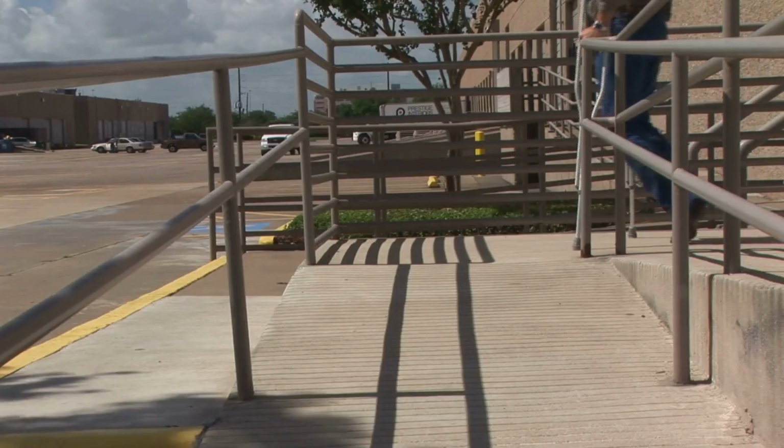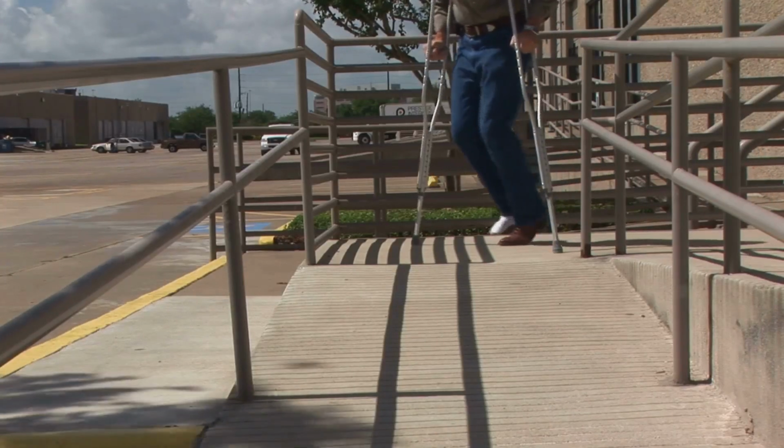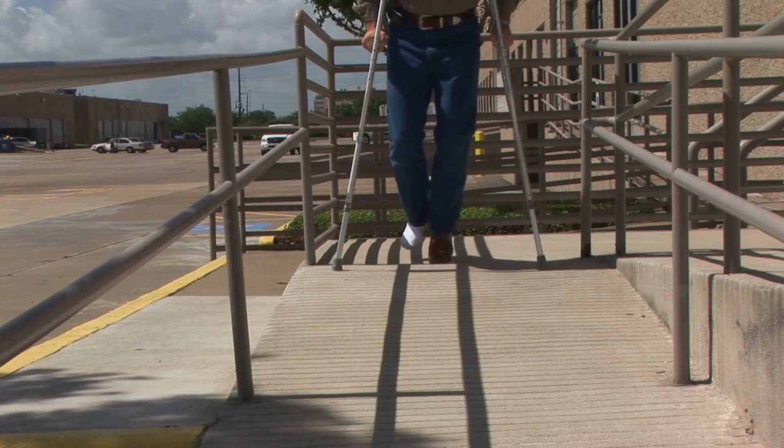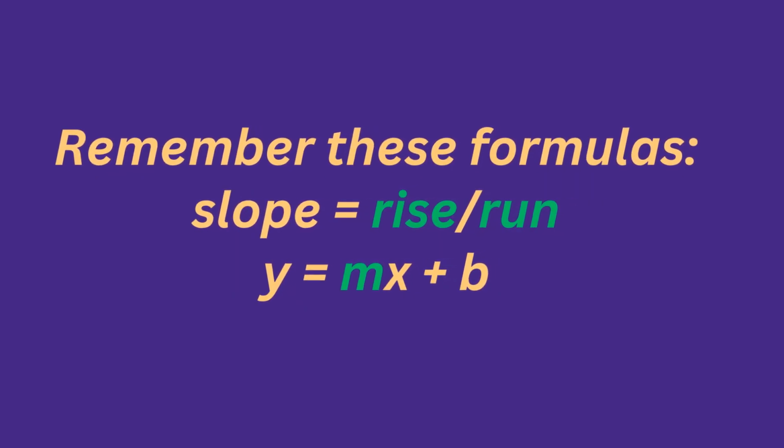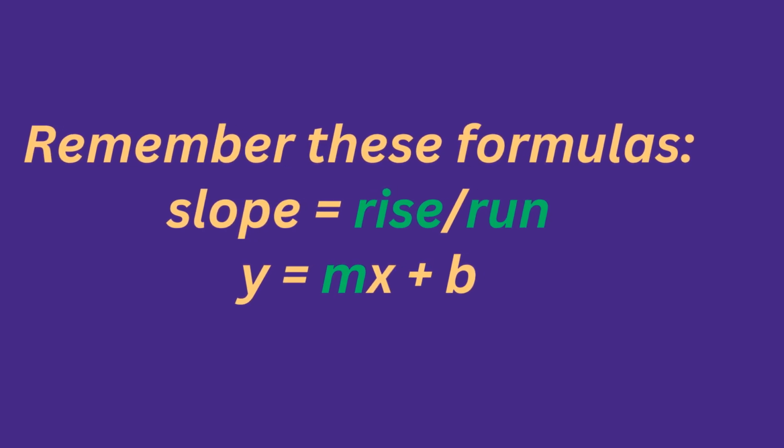For example, if a ramp rises 2 feet over a distance of 10 feet, the slope is 2/10. This means for every 10 feet you go forward, you rise 2 feet. We can simplify that to 1/5, see? Not so scary. Understanding slope is all about breaking it down into manageable parts.